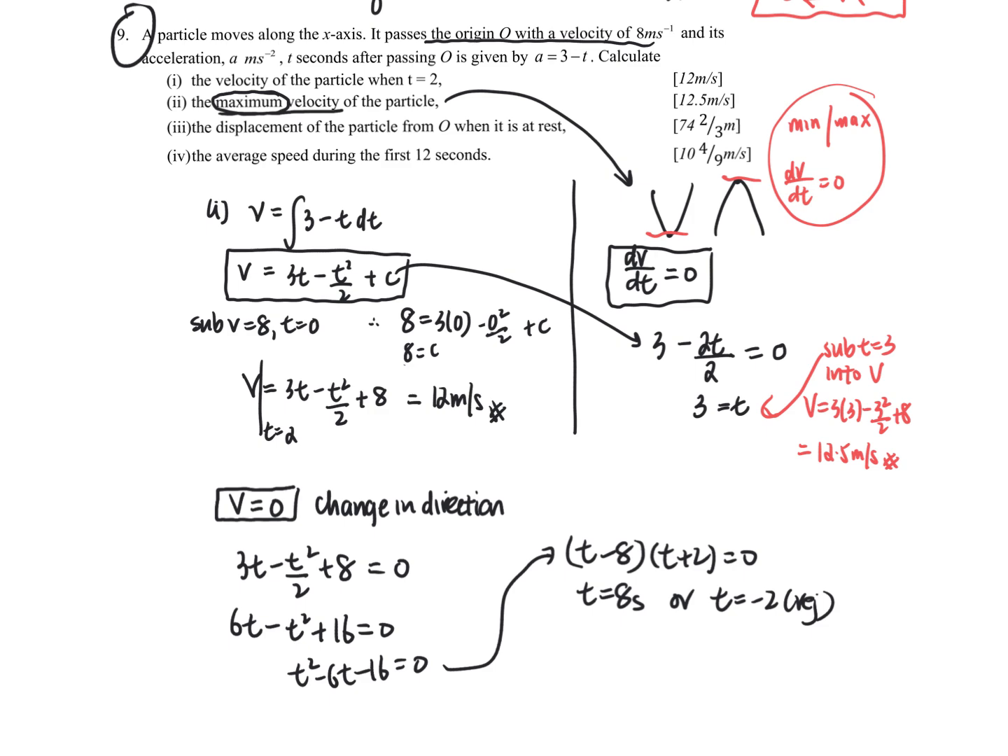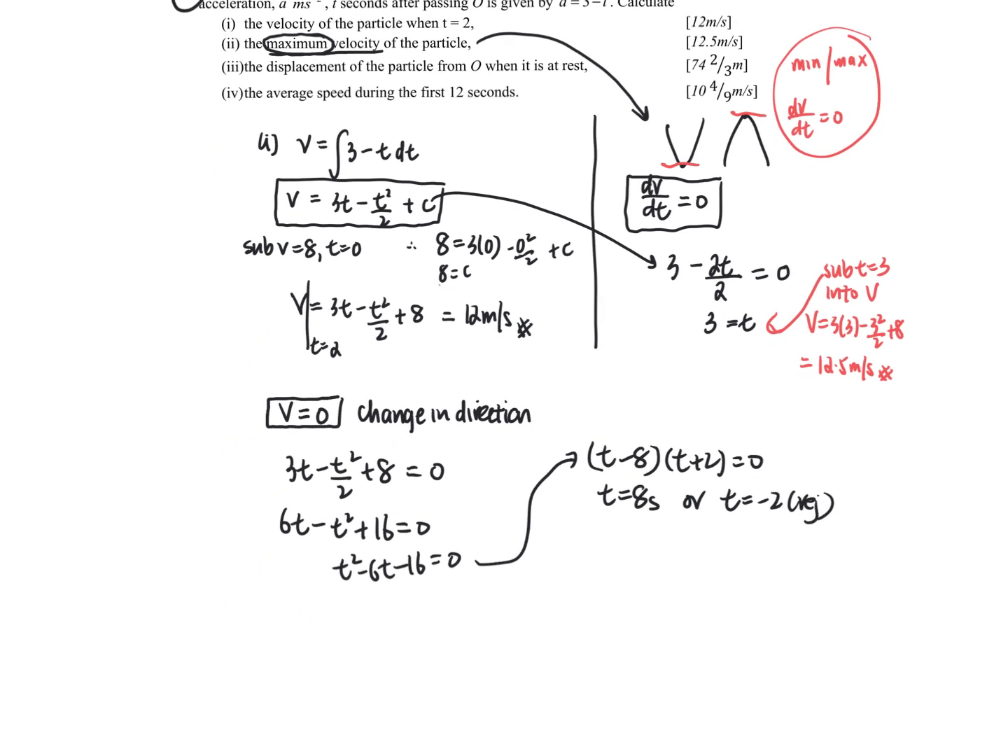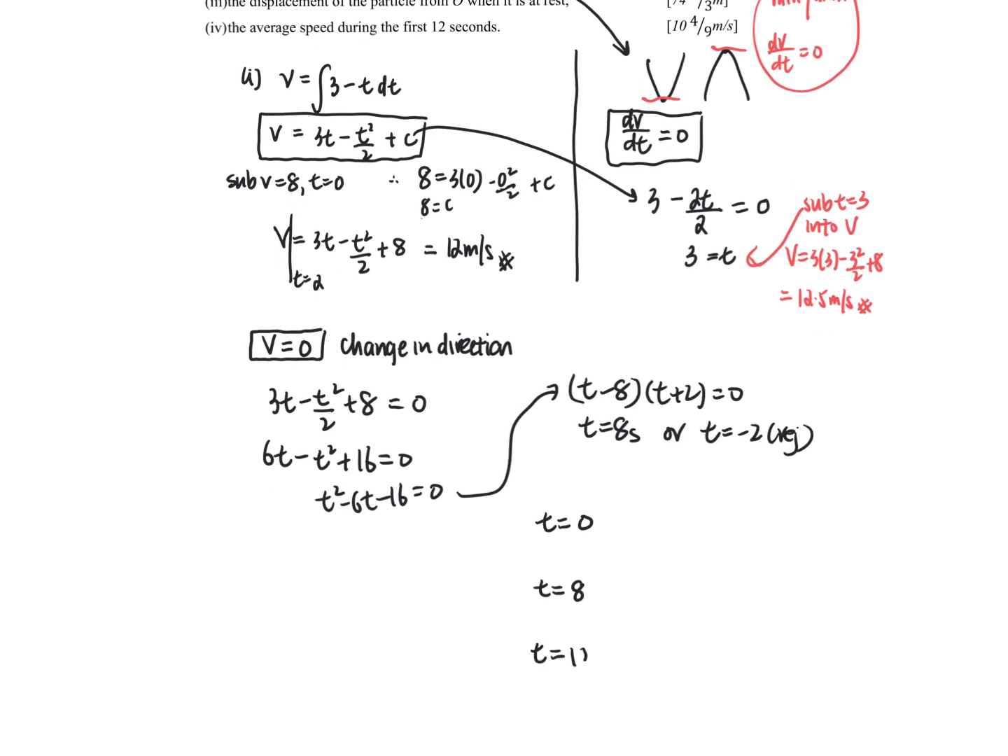There's no negative time. So you are only interested in finding t equals to 0, t equals to 8, and t equals to 12. This is where it starts, where it ends, and where it turns. Then you can find the total distance.